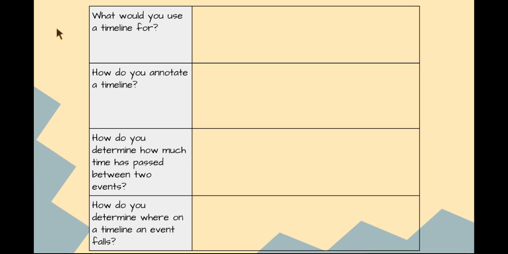Our key questions for today are as follows. What would you use a timeline for? How do you annotate a timeline? How do you determine how much time has passed between two events? And how do you determine where an event falls on a timeline?